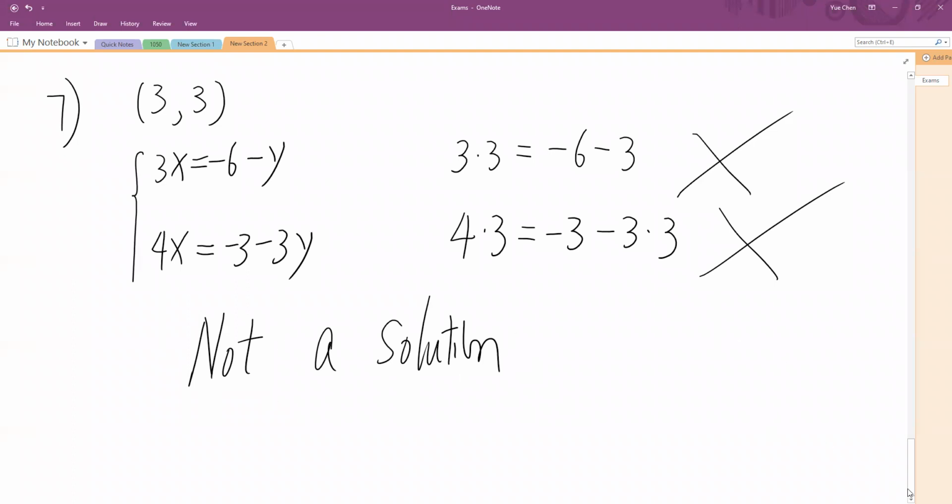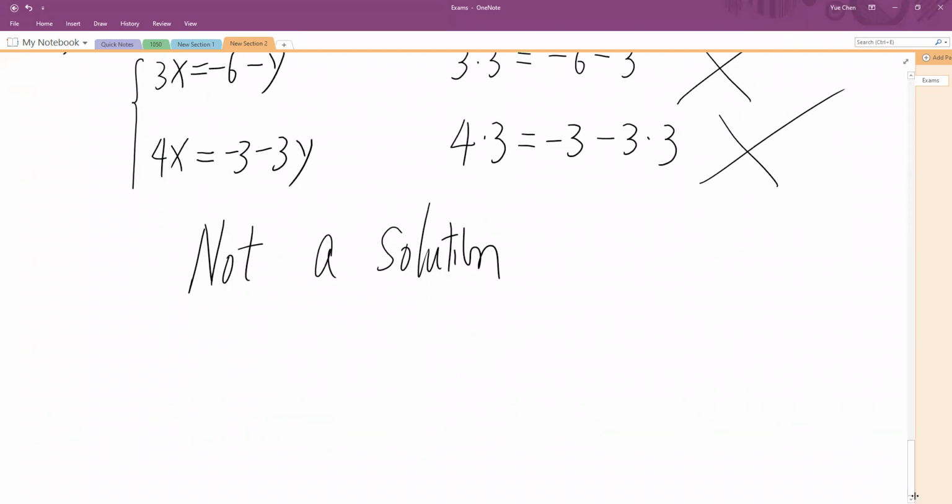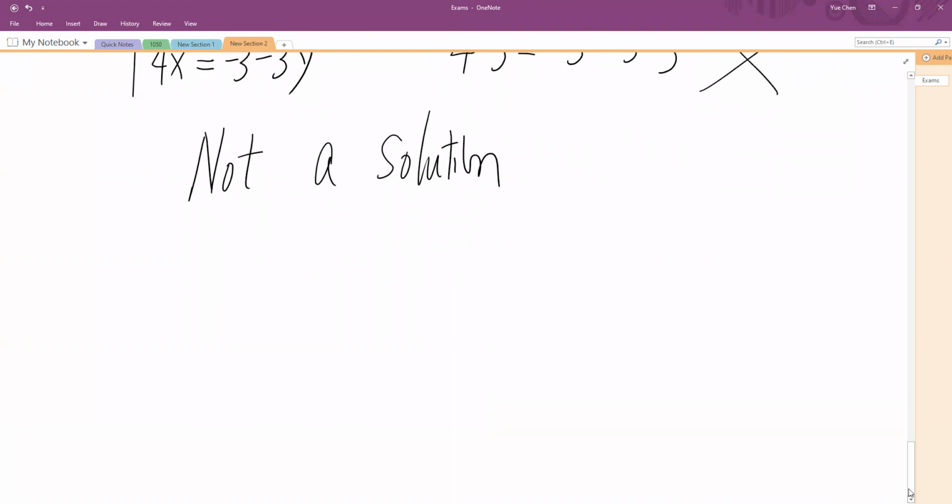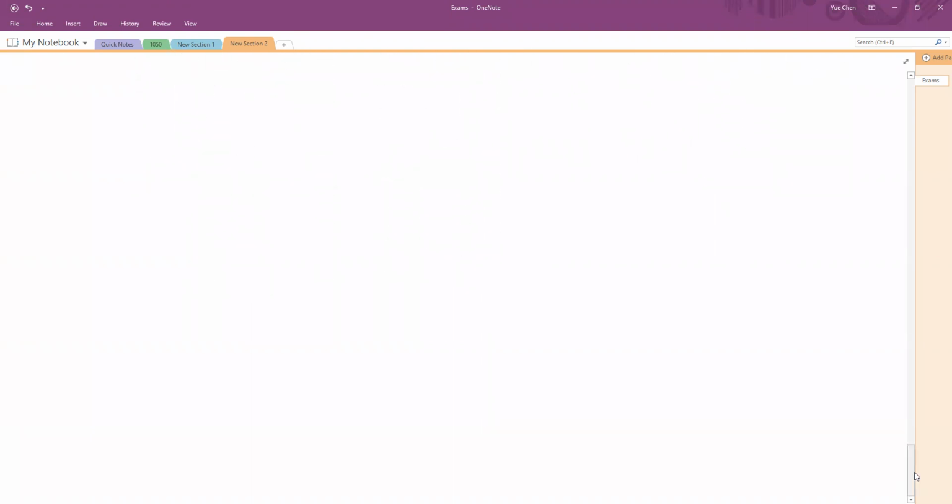So for this kind of problem, just plug the point into the system to see if the system is true or not. If one of them is wrong, then it's not a solution. If it is a solution, you need to satisfy both equations, right?